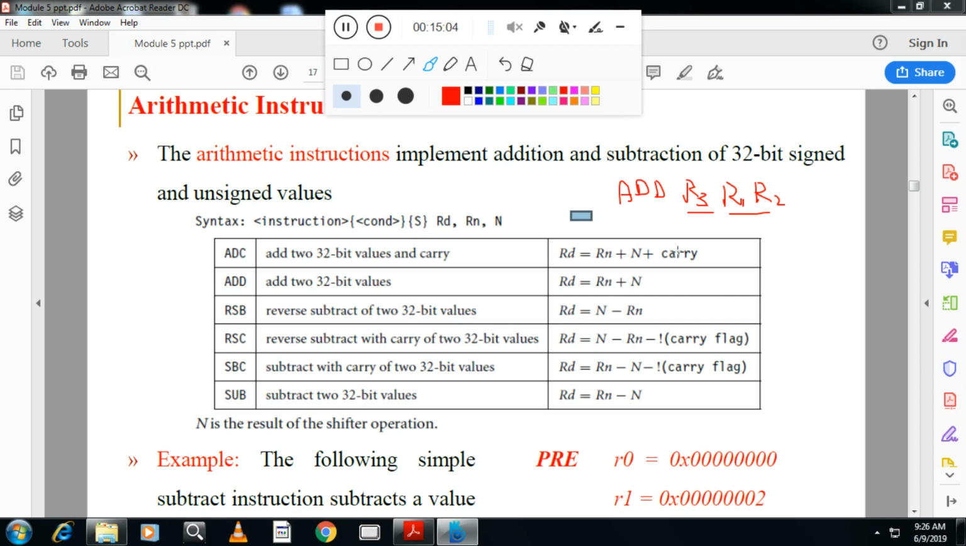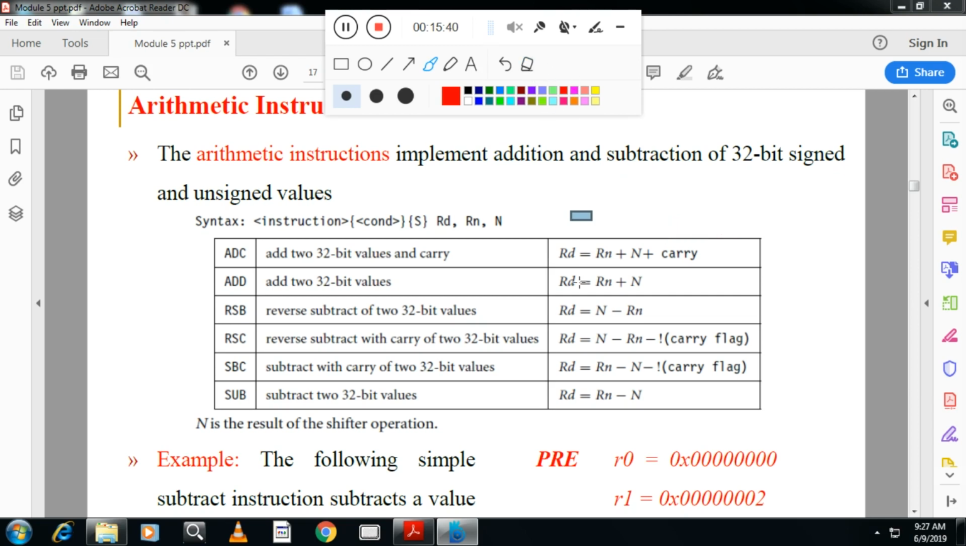So let me correct one point. R3 is a destination here. R1 can also be a destination, because sometimes you can write ADD R1, R2. That will add R2 and R1 and show the result in R1. That's why it depends on how you use it. Next instruction is the RSC, reverse subtract with the carry. Then subtract with the carry, which subtracts two 32-bit values.